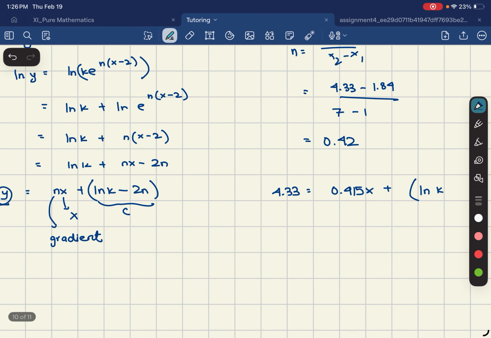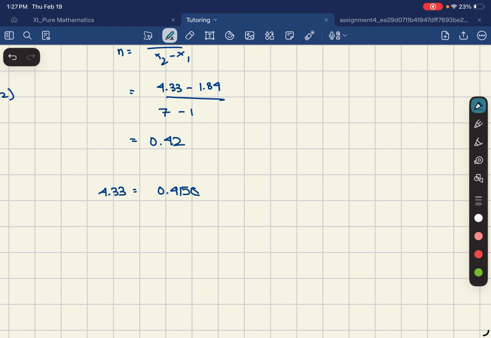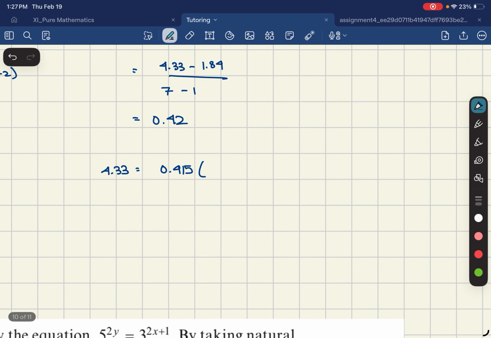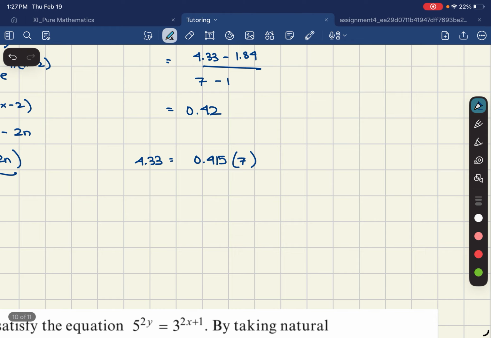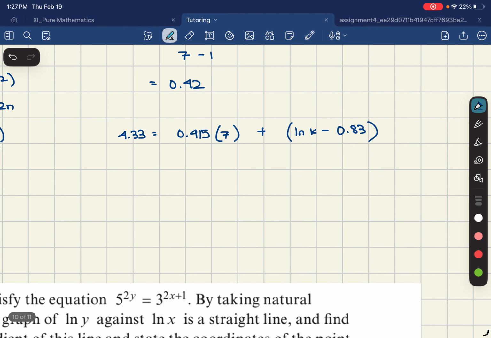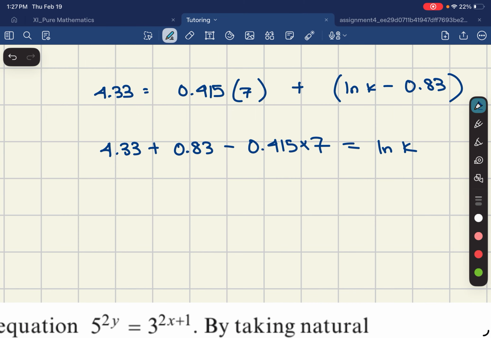ln k. So I know x, I can actually read x from my graph. So x is just 7. And then I have plus ln k minus my n times 2, which is going to give me 0.83. I have 2n. So now I can solve this. So 4.33 plus 0.83 minus 0.415 times 7 is going to give me ln k. So ln k is going to be 2.255.